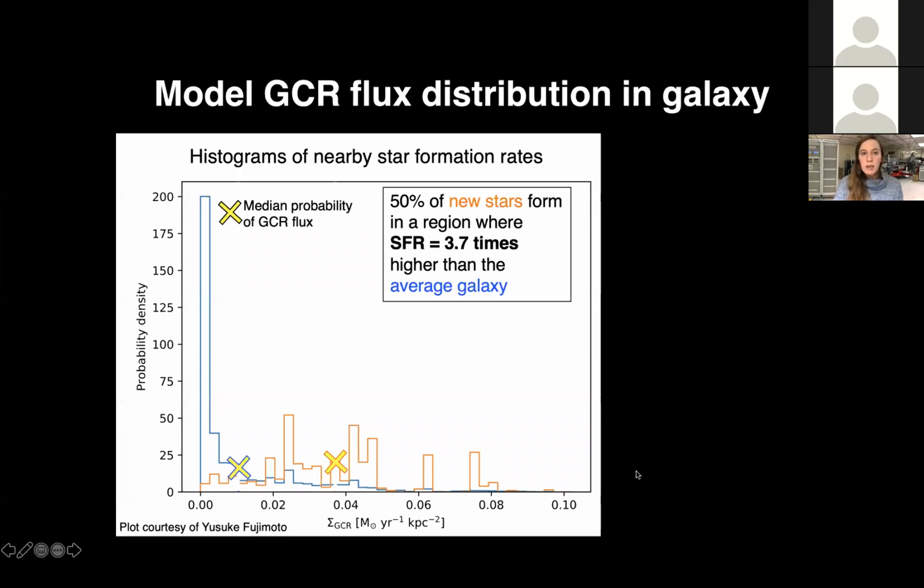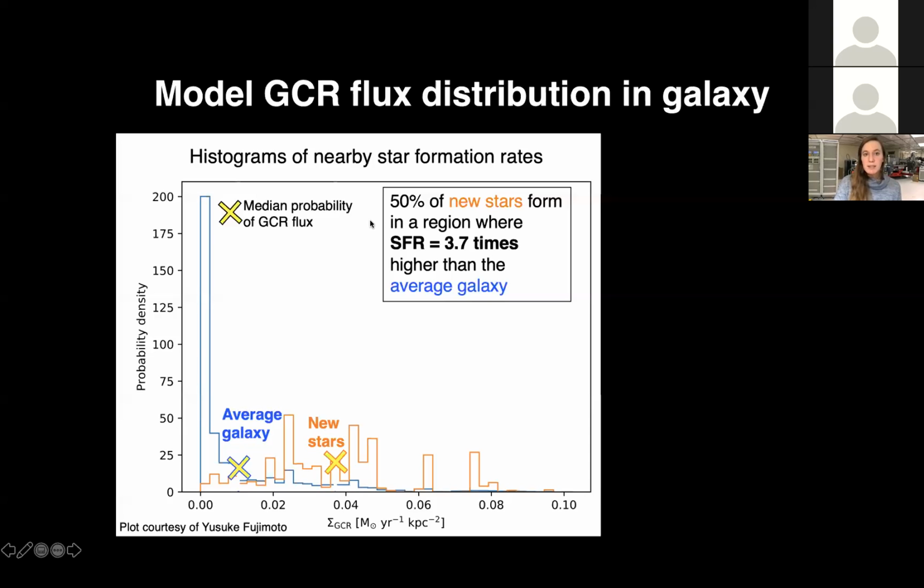To say this more definitively, we worked with a modeler, Yusuke Fujimoto, and we modeled how the galactic cosmic ray flux is distributed in a galaxy. These probability density curves show the galactic cosmic ray fluence near a new star in orange and in the average galaxy in blue. And the crosses indicate the median probability.